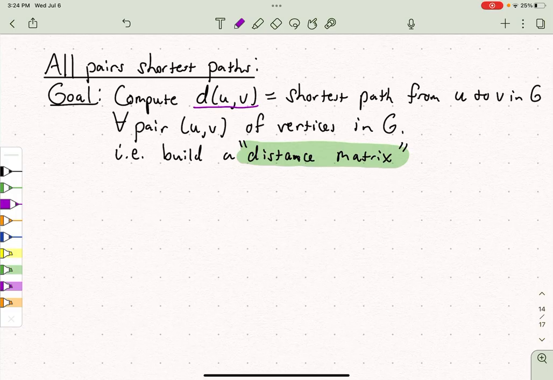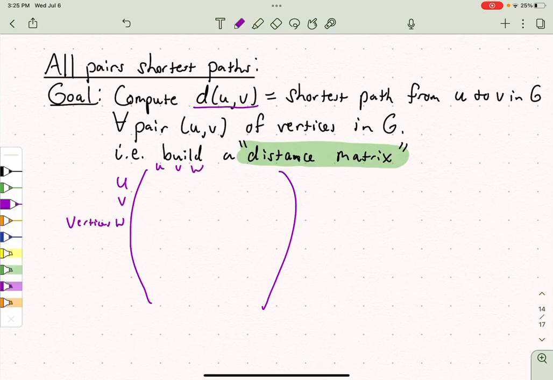So in the previous example, for here we have, say, different vertices. We have u, v, w, u, v, w. And in the middle, we have the distance from u to u, which is going to be 0. These are 0. Then this is the distance between u and v. And it's symmetric because we're looking at undirected graphs. But if it was directed, they would just not be symmetric, but we can still do the same thing.